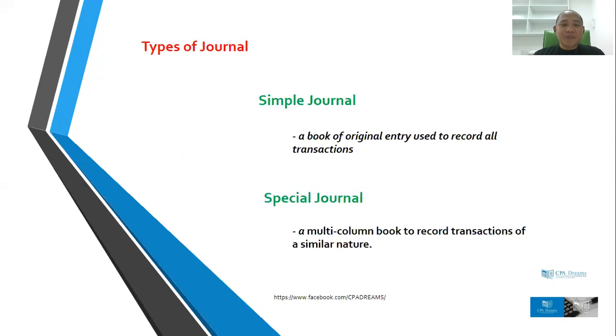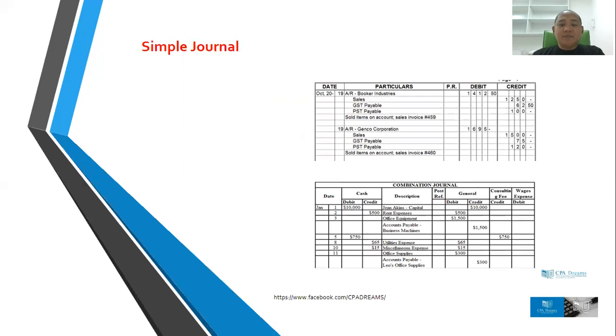So, types of journal. We have the simple journal. This is a book of original entry used to record all transactions. And then we have the special journal, a multi-column book to record transactions of a similar nature. To illustrate, this is a general journal. This is a sample of a general journal in which you have the date, the particulars or the description, and then debit and credit.